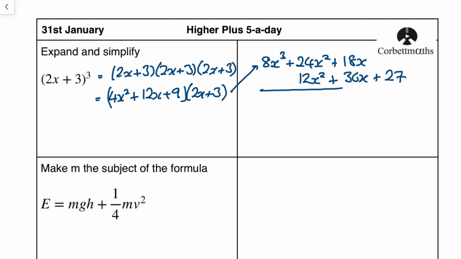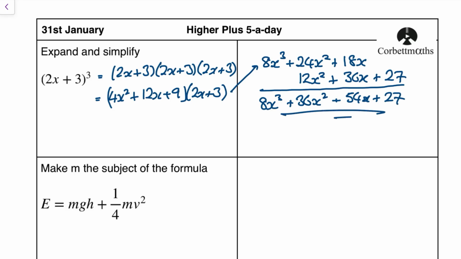Now, because I've written things in nice little columns, that makes it very easy to add up. So that's going to give me 8x cubed plus 36x squared plus 18 and 36 is 54, so 54x, and then add, let's just make that x slightly neater, x, and then add 27. And that's the first question done. Next question.